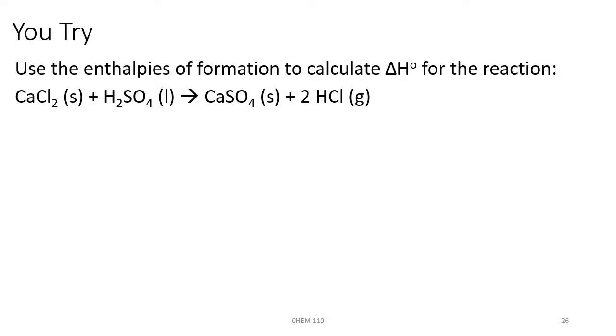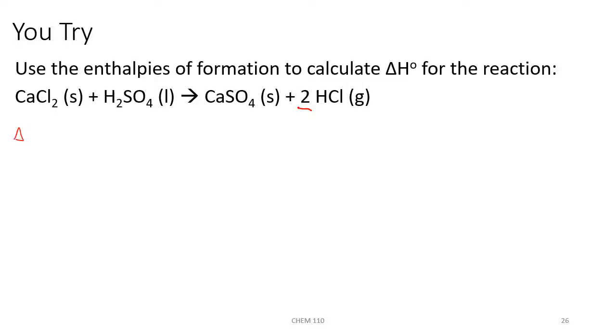Let's try another example. Use the enthalpies of formation to calculate the heat of the reaction for calcium chloride combining with sulfuric acid to form calcium sulfate and hydrogen chloride gas. So we are going to take the sum of our products minus the sum of our reactants, and the only substance that has a coefficient out in front of it other than 1 is the hydrogen chloride gas, where we have a 2 out in front of it.